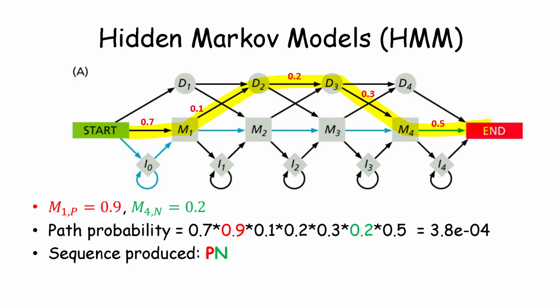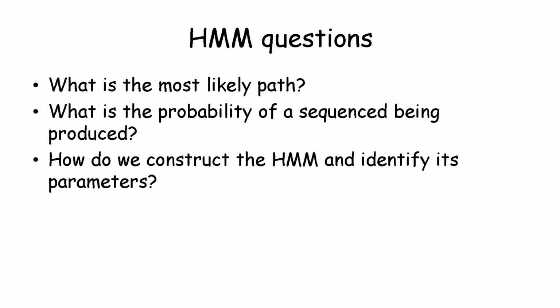And let's also assume that we produce a proline amino acid when we are in M1 and an asparagine amino acid when we are in M4. The probability of following this path and producing proline asparagine as a sequence is obtained by multiplying the transition and emission probabilities. Given a hidden Markov model, we can ask and answer several questions, such as, what is the most likely path? The answer to that question would give us the most representative sequence for the HMM. What is the probability of a sequence being produced by an HMM?